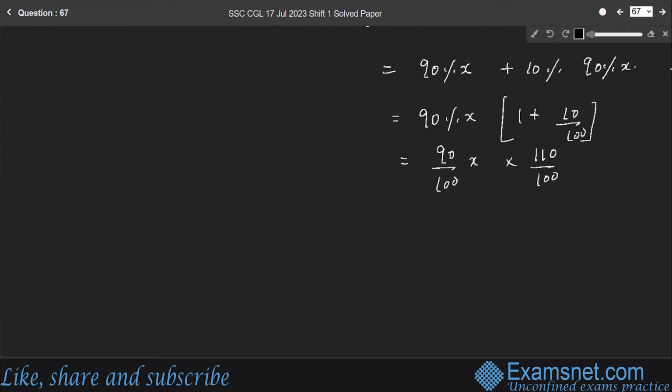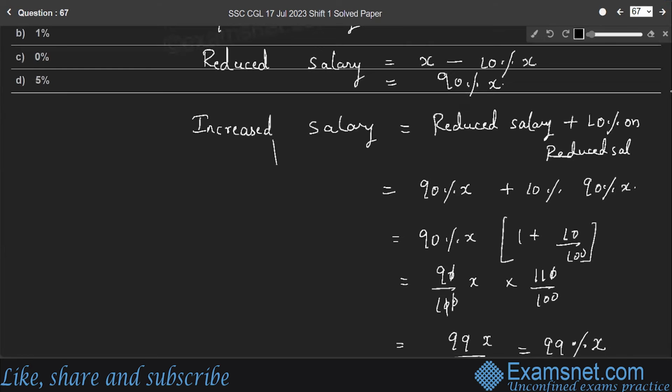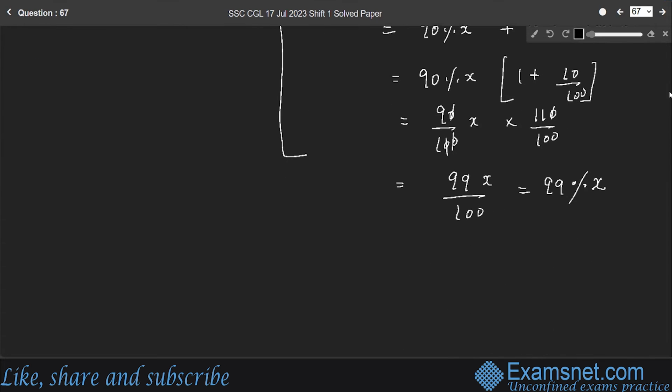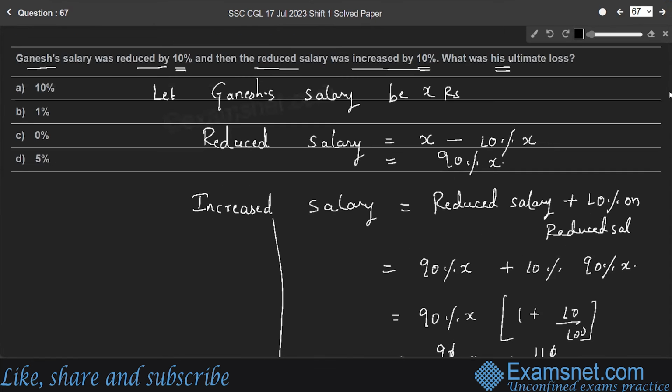You can easily simplify it. So 90, the zeros we can cancel. So 9 into 11, 99 into X by 100. Which is nothing but 99% of his original salary will be his new salary. The increased salary is not completely X, it is 99% of X, right? So here the question is, what was his ultimate loss?